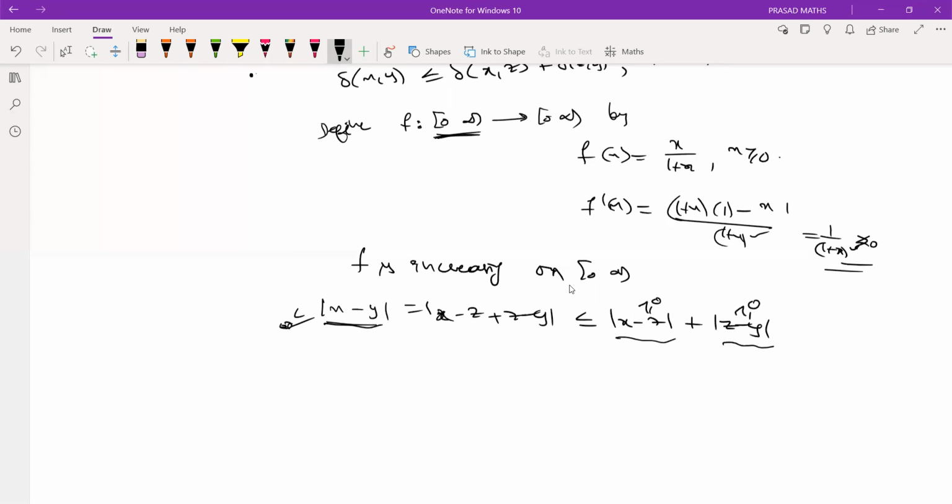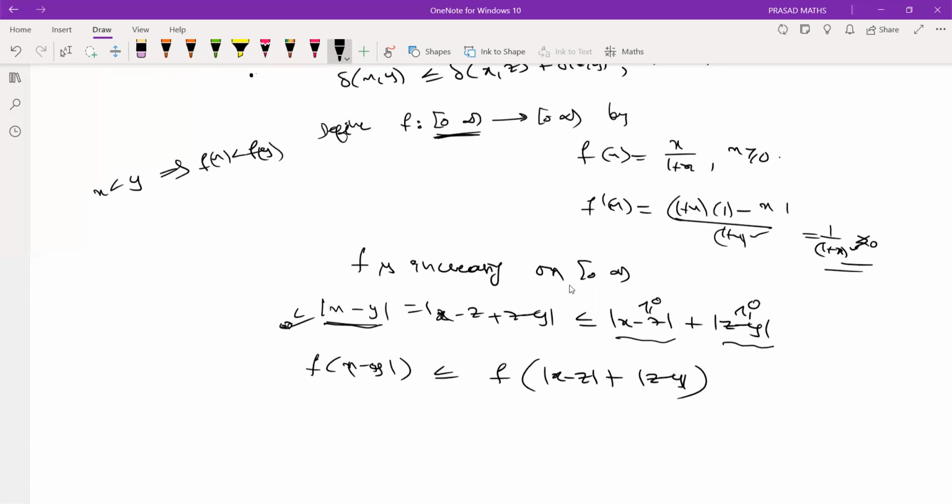Therefore, whenever they are elements in the domain, and you know the increasing function definition, whenever x is less than y, f of x is less than f of y. You know f is my increasing function. Therefore, f of mod of x minus y is less than or equal to f of mod of x minus z plus mod of z minus y. Is it clear? Because this is my x, this is my y. X is less than or equal to y will imply that f of x is less than or equal to f of y by the increasing property of the function f. Is it clear?